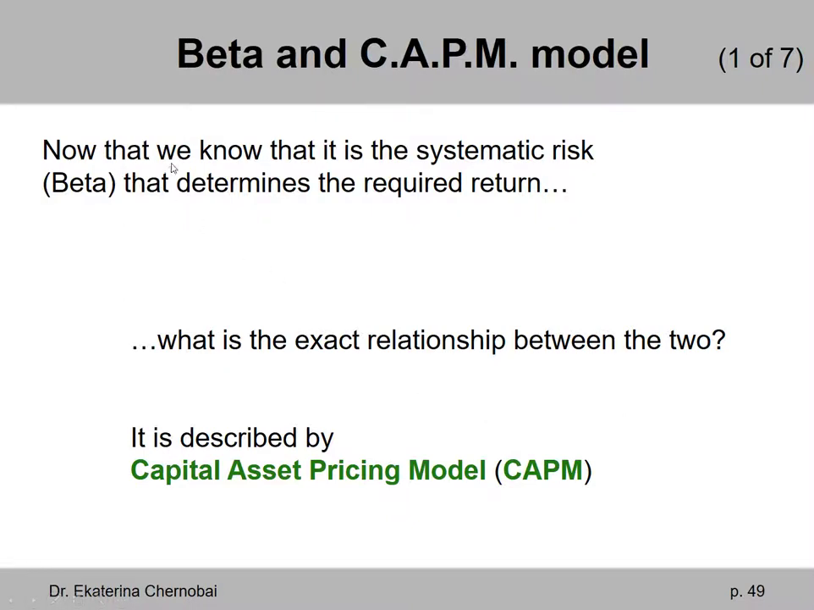Okay, now that we know that it is the systematic risk measured by the beta that determines the required return, what is the exact relationship between the two, between the systematic risk and the return that correctly reflects the amount of such risk? This is described in this big topic in corporate finance, known as the Capital Asset Pricing Model, or CAPM.